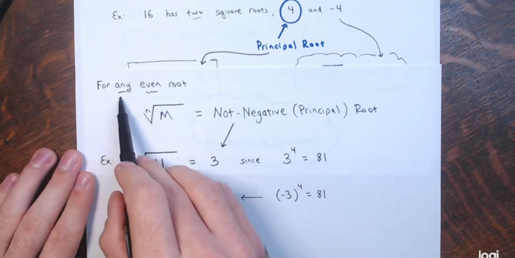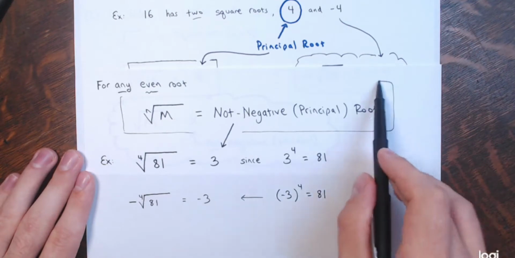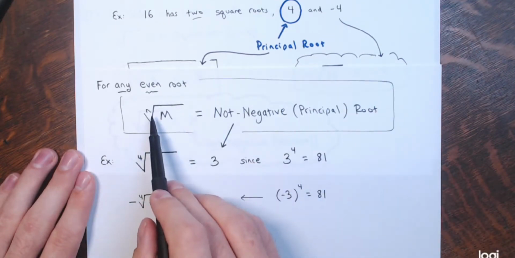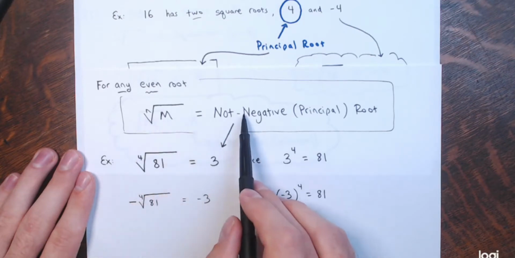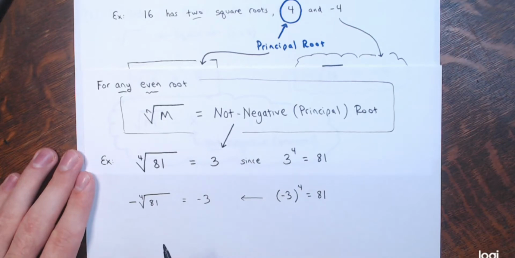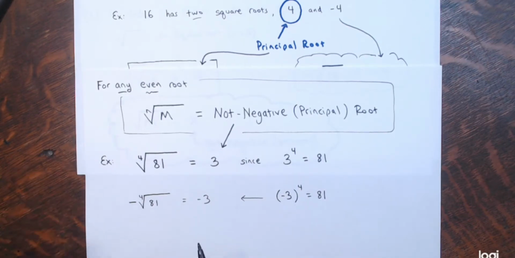Okay, so again, one more time. When you see an even root symbol, if there's no negative sign in front of it, the output is not negative. You're asked for the principal. That is the symbol for the principal root, the non-negative root.